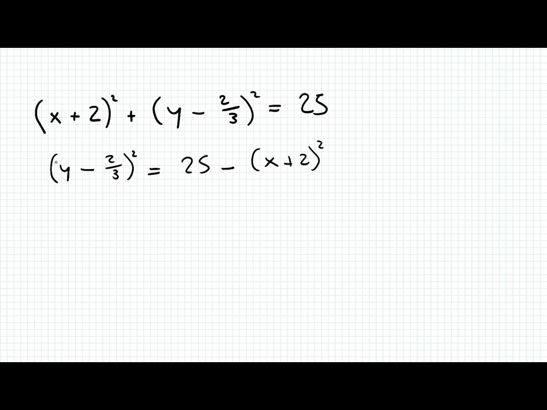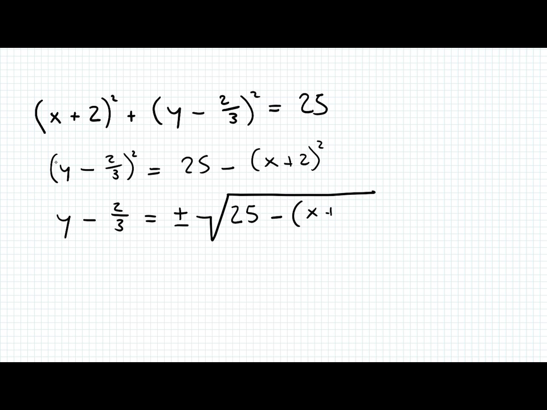Now we're gonna take a square root on both sides. So here we get y minus 2/3 is equal to, and notice when you take a square root, in this case, it's going to be plus minus. So that's going to be the square root of 25 minus (x plus 2) squared. Now, why is it plus minus? Because it happens that when you draw the circle, right, the positive part is going to be the top part of the circle, and the minus is going to be the bottom part of the circle when you graph this in the calculator.